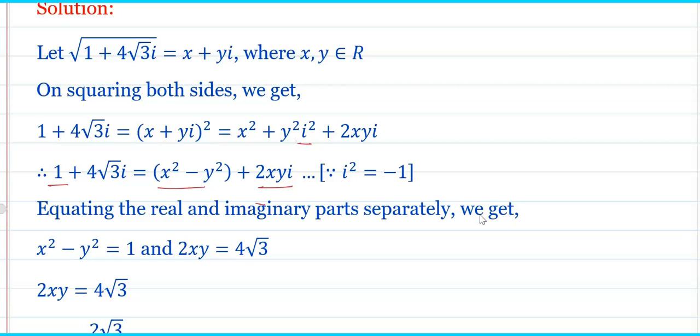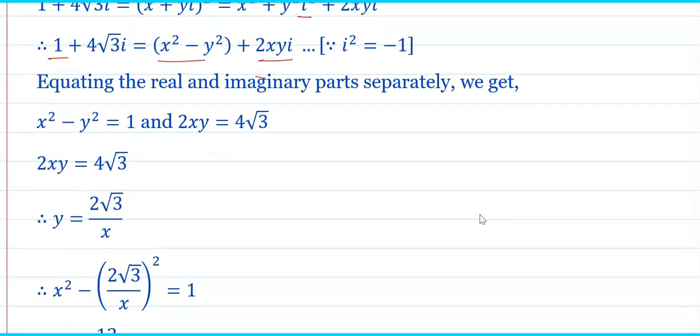and 2xy is equals to 4 root 3. Again 2 gets cancelled on both sides, and hence here you will get xy is equals to 2 root 3. But what is the value of y? y is equals to 2 root 3 upon x.